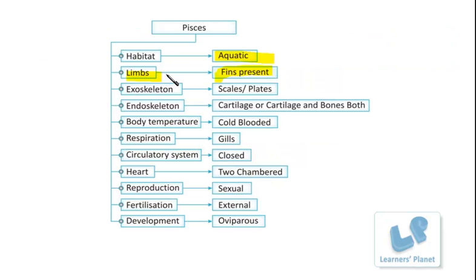Further, the next property is related to the skeleton. These organisms have an exoskeleton. That means the body is covered with the exoskeleton. So the external side of the body is covered with special structures known as the scales or the plates. Besides this, they also have the endoskeleton, which is well developed here, and in some species it is made up of only cartilage, and in other species it is made up of cartilage and bones both. So depending on this they are further subclassified also, right?